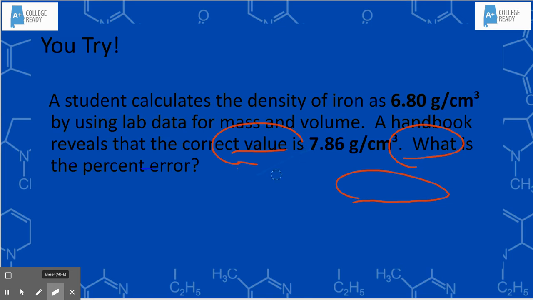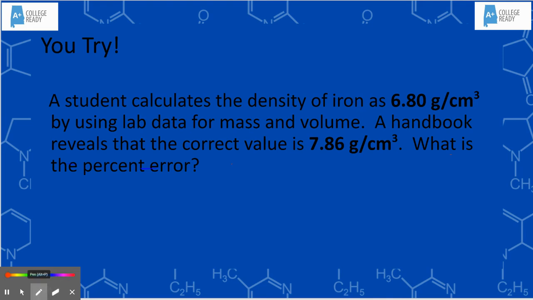All right, so this is one that you're going to try on your own. A student calculates the density of iron as 6.8 grams per cubic centimeter by using lab data for mass and volume. The handbook reveals the correct value is 7.86 grams per cubic centimeter. What is the percent error?